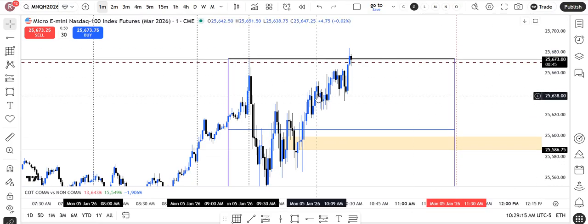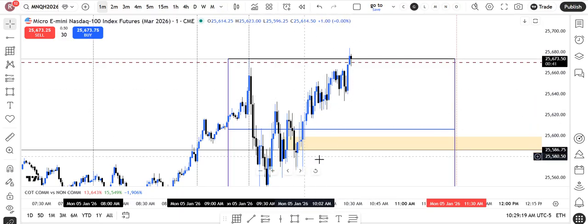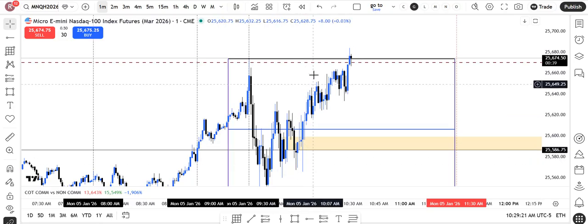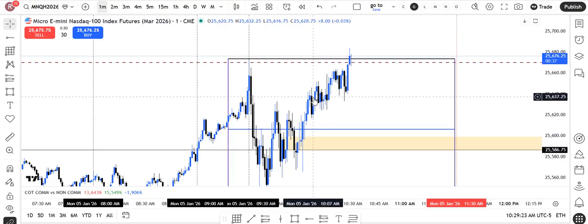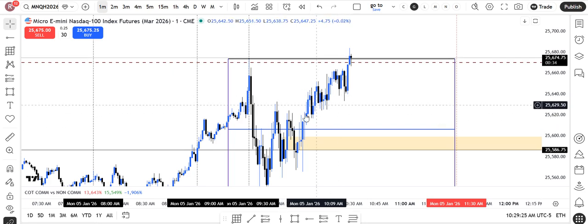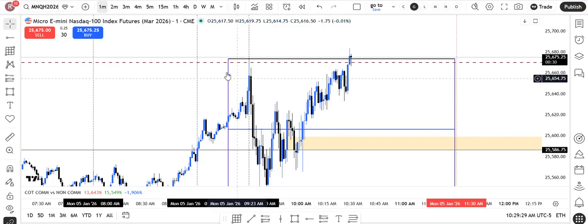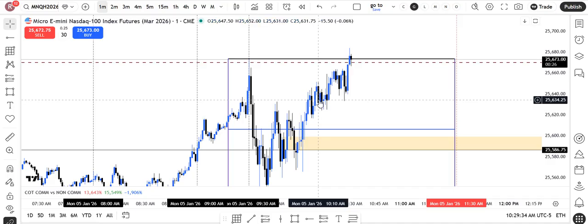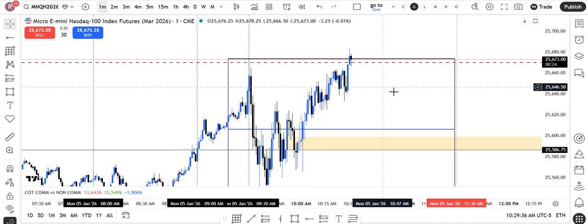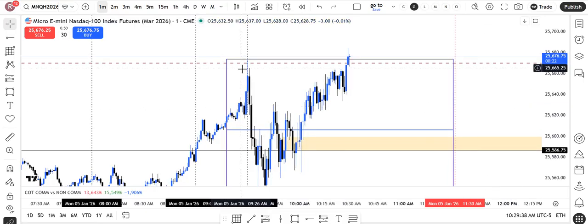But the reason why this would be my setup is because we have first presented fair value gap. We have displacement above it. We have a fair value gap completely outside, not touching the first presented fair value gap. We have liquidity right here. And so if your bias was bullish, which mine was not, you could take that trade.